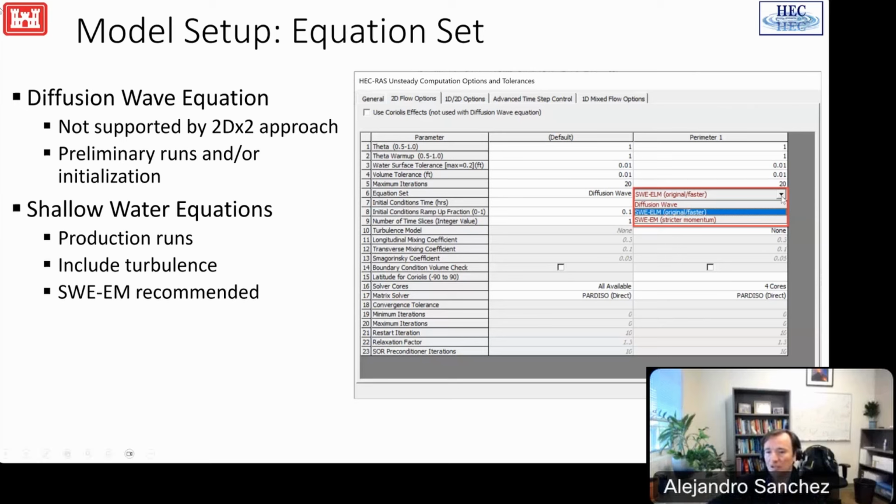You want to use the ELM or EM, and I recommend EM for all your production runs because it has better momentum conservation, and because it doesn't do tracking, we can handle advection much simpler and more accurate from the first layer to the second layer and back. It just works much better.